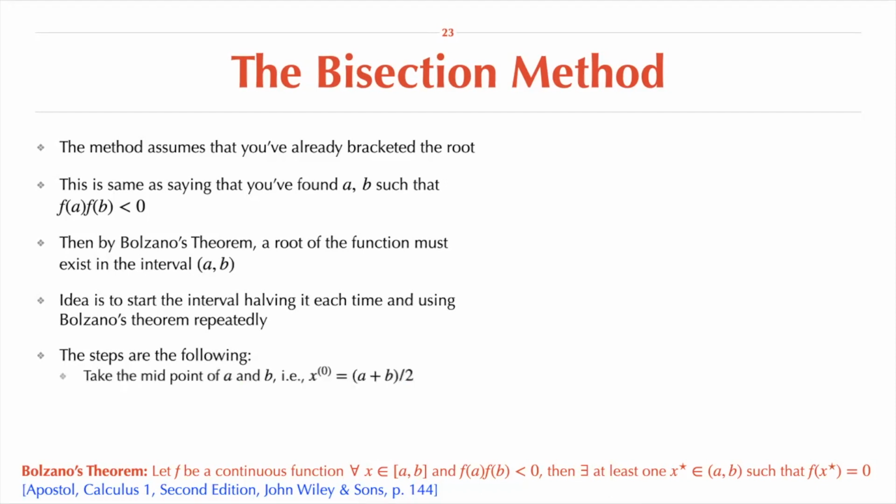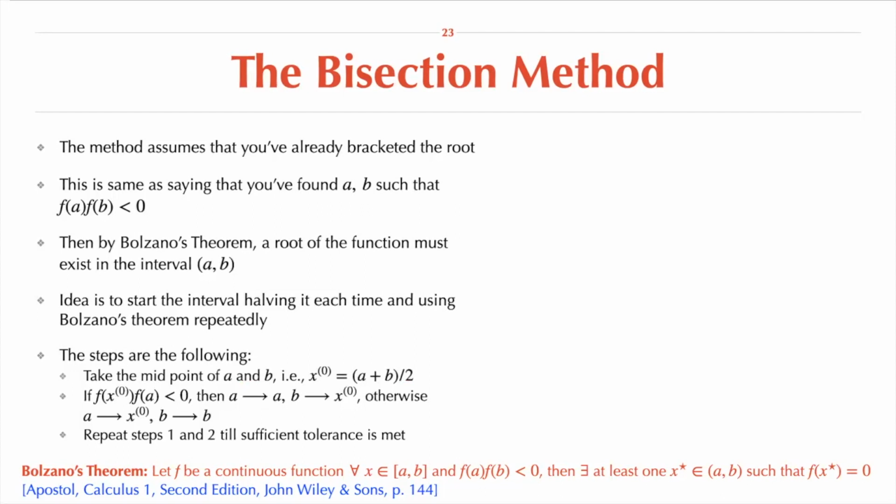So the steps are the following. First, you take the interval a, b. You take the midpoint of a and b, that is x0, which is (a plus b) over 2. If f(x0) times f(a) is less than 0, then you don't change a, but you change b to x0. Otherwise, you do some other thing. It will be clear from this animation. You repeat these steps until you reach sufficient tolerance. Okay, so this is how it is done.